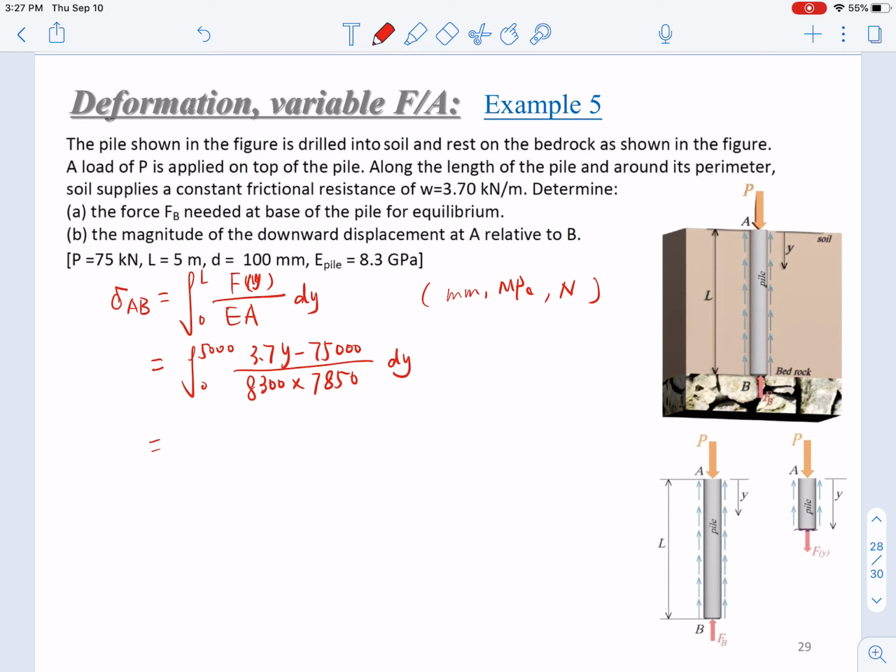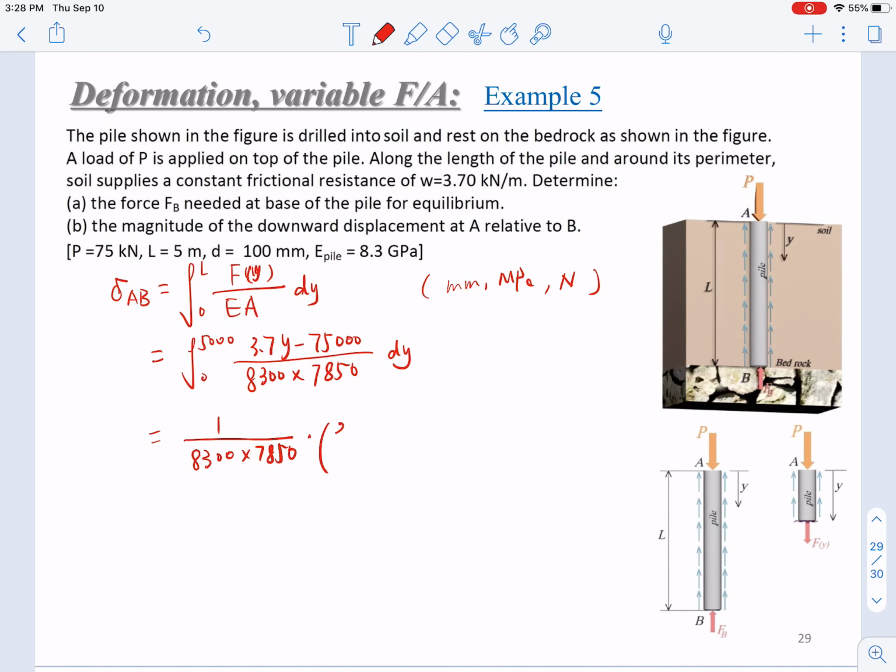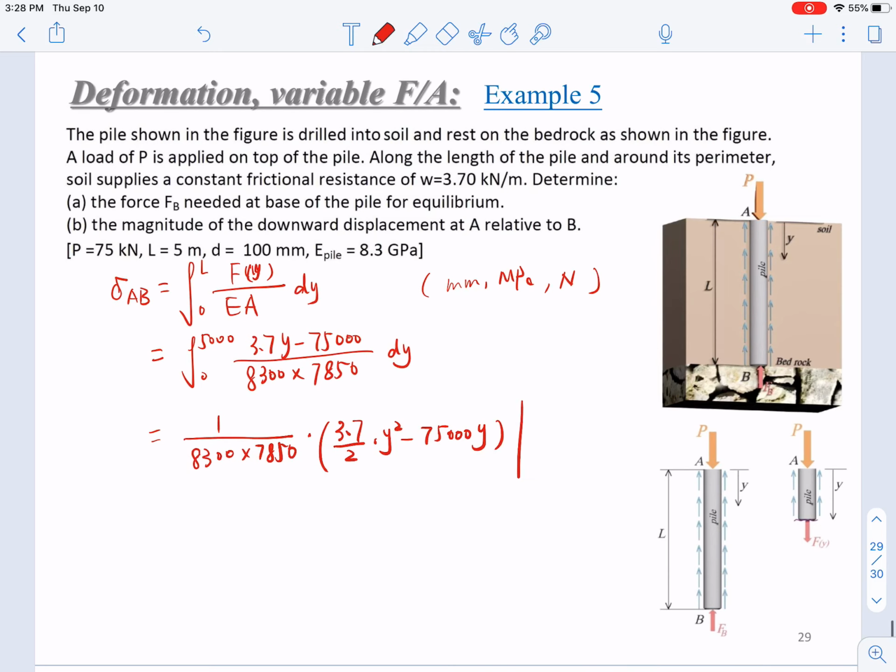Okay, so the rest of work would be math, right? Would be all math. Right here, just so we can get this constant out, and then inside of it will be 3.7 over 2 times y squared minus 75,000 y. Then from 0 to 5,000, right? So this can be calculated.